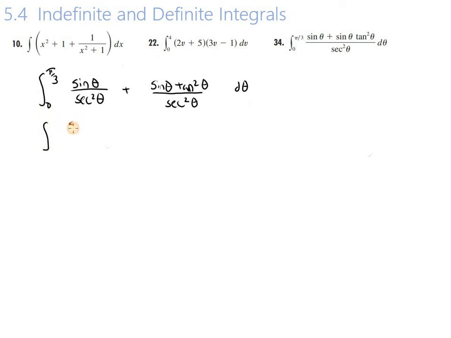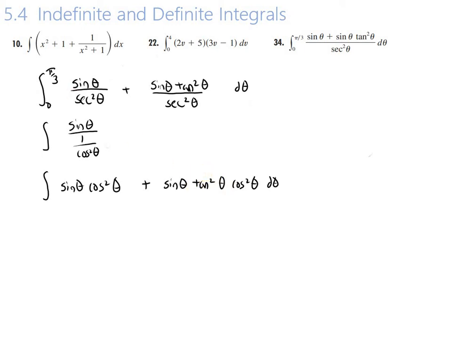So when we work on that, let's see, we've got sine theta. This is really 1 over cosine squared. So let me skip down one more line. And when you flip that fraction on the bottom and multiply, you get sine theta times cosine squared theta. And I'll do the same thing over here on the other integral. I'm going to flip it over and we'll get sine theta tangent squared theta times cosine squared theta d theta.